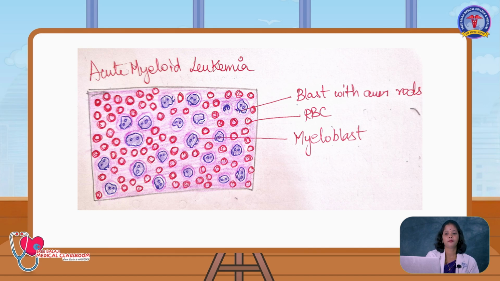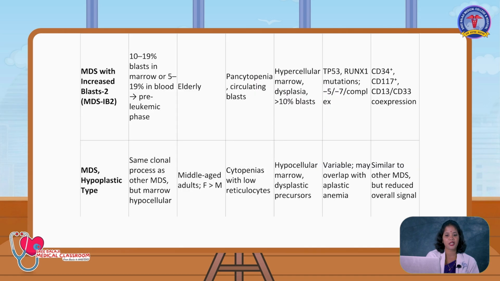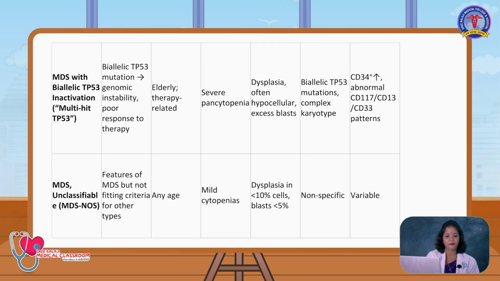Myelodysplastic syndrome is categorized into MDS with low blasts, MDS with SF3B1 mutation, that is ring sideroblasts, MDS with isolated deletion of 5q, MDS with increased blasts 1 and MDS with increased blasts 2, MDS hypoplastic type, MDS with biallelic TP53 inactivation, and MDS unclassified.